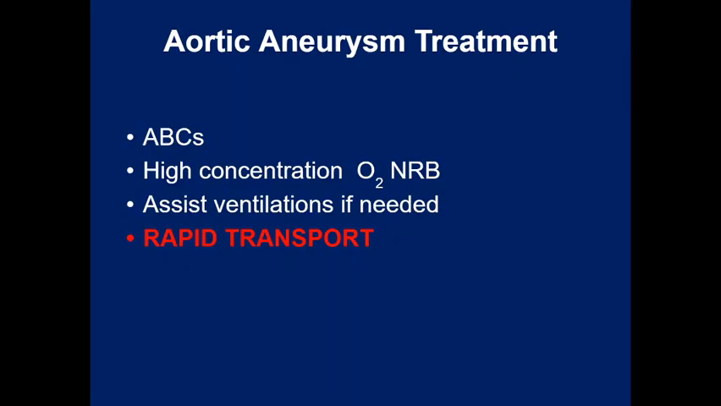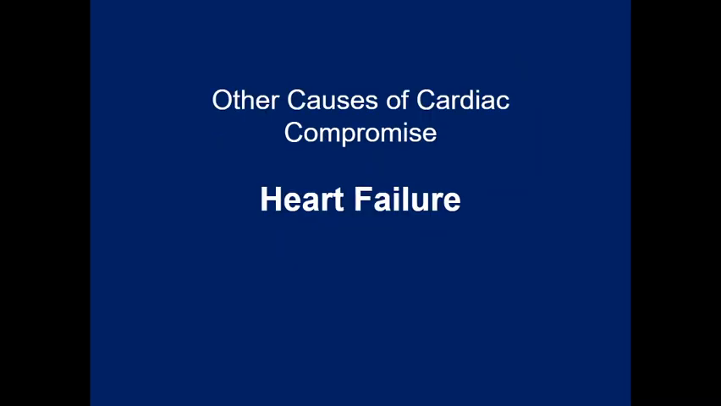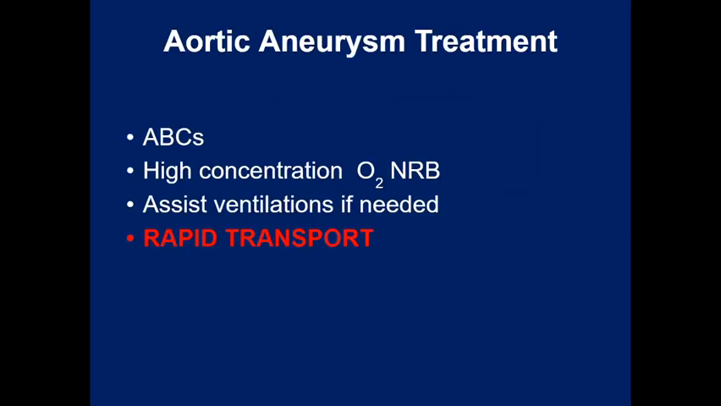For a triple A: ABCs, high O2, BVM if you need to, transport. These patients are very tenuous and can circle the drain very quickly. All right, so that's dissection. Similar with a dissection: ABCs, that's where BLS comes in. ABCs, oxygen, ventilate if you need to. There's not much ALS or you can do. They really need to get to the hospital very quickly.